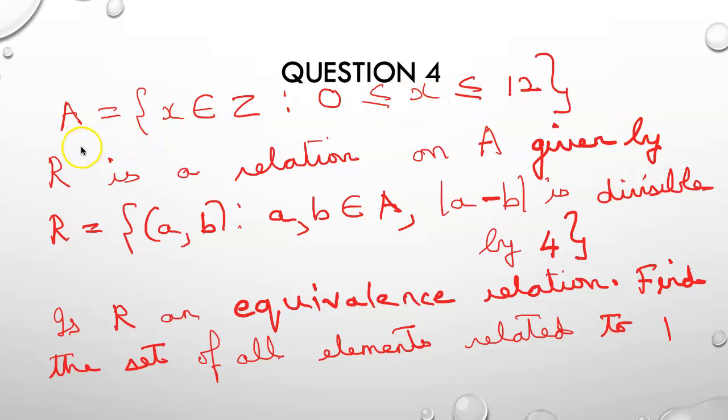Question 4. Let A be the set of all elements x belonging to Z such that 0 is less than or equal to x, which is less than or equal to 12. R is a relation on A given by R, the set of all (a, b) belonging to A cross A such that mod a minus b is divisible by 4. Is R an equivalence relation? And find the set of all elements related to 1.